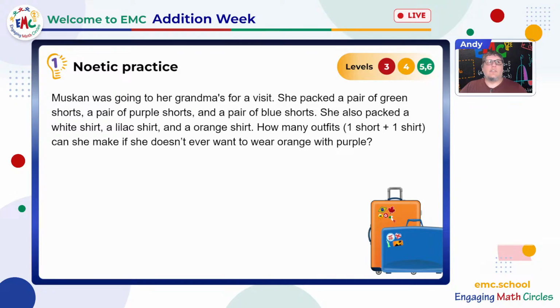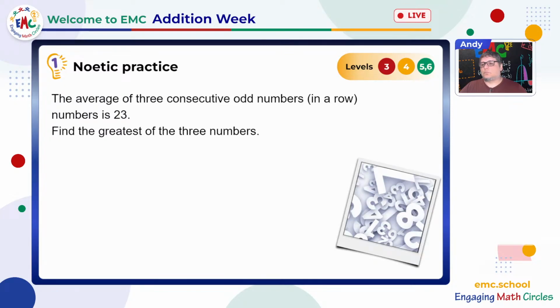Okay, next up. The average of 3 consecutive odd numbers in a row, consecutive means in a row, is 23. Find the greatest of the 3 numbers. So this is a noetic question, and they are famously quick to answer if you know what's going on, but you don't get any multiple choice on these competitions.